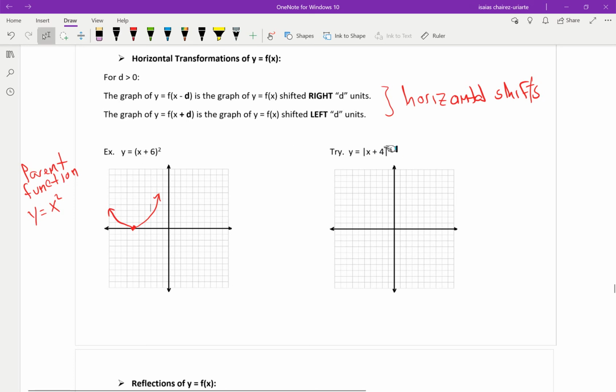Let's think about the next example here. So here my parent function is the absolute value of x. Okay, and we know that that's just a little v, and it has this little pointy point at the origin. That point is called the cusp. And what did this plus 4 do to my graph? Well, the plus 4 moves it to the left 4 units. So to the left 4 units, 1, 2, 3, 4. And then I have 1, 2, 3, 4.